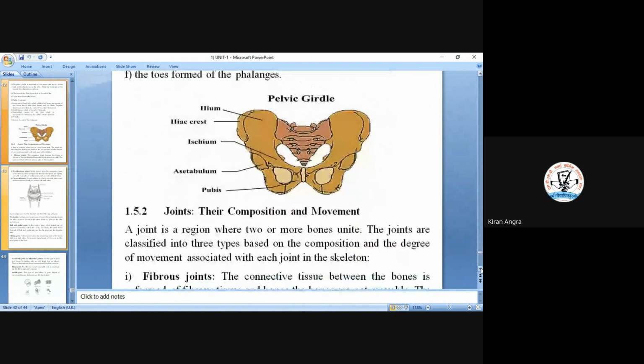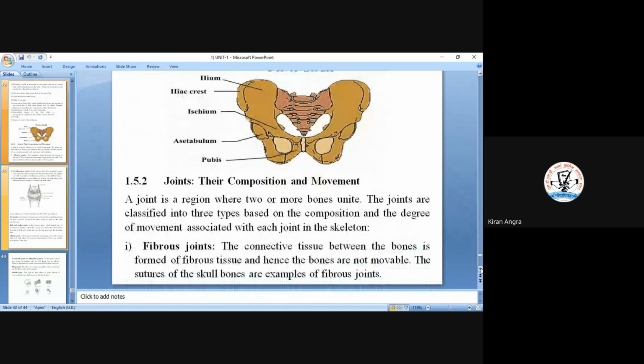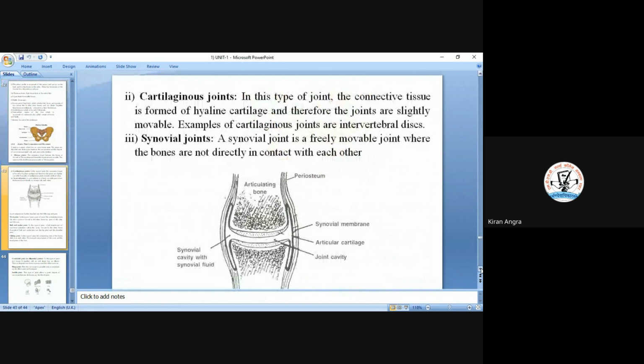We have the cartilaginous joints. In this type of joint, the connective tissue is cartilage, so the joints are slightly movable. And synovial joints are freely movable joints where the bones are not directly in contact with each other. They have a cartilage between them. Synovial joints are classified into the pivot joint, ball and socket joint, gliding joint, and hinge joint.